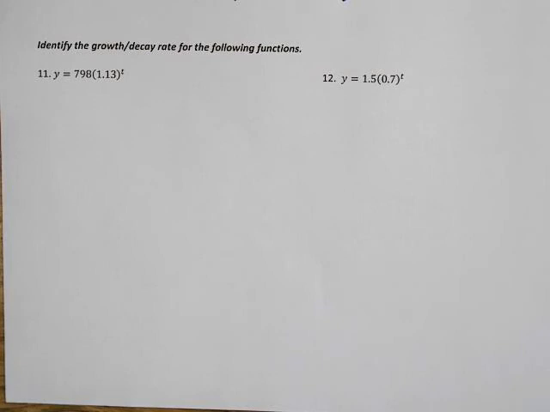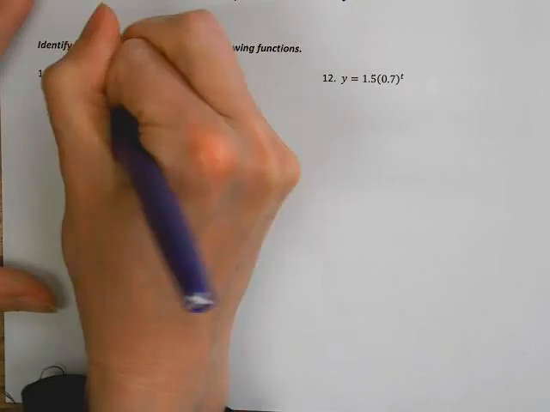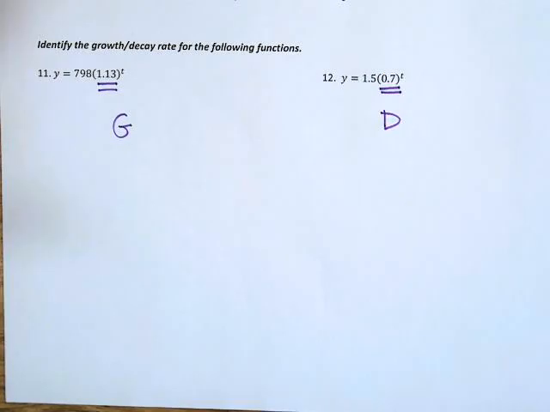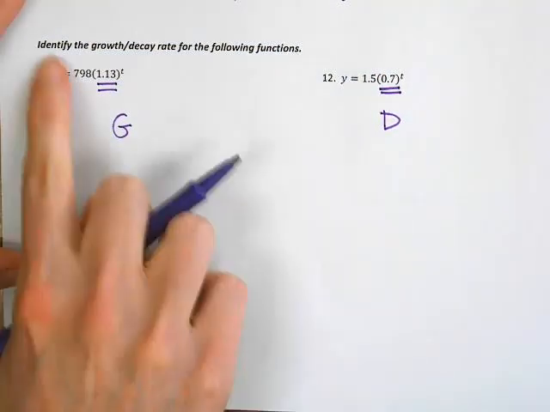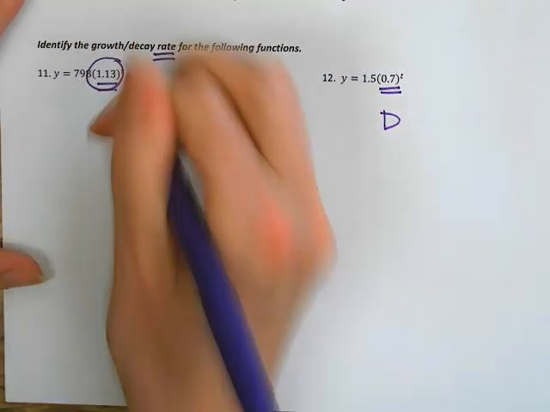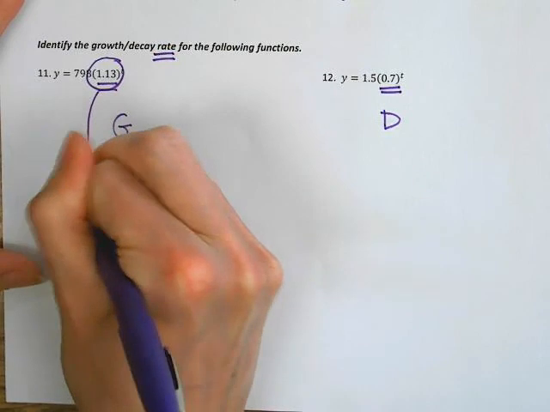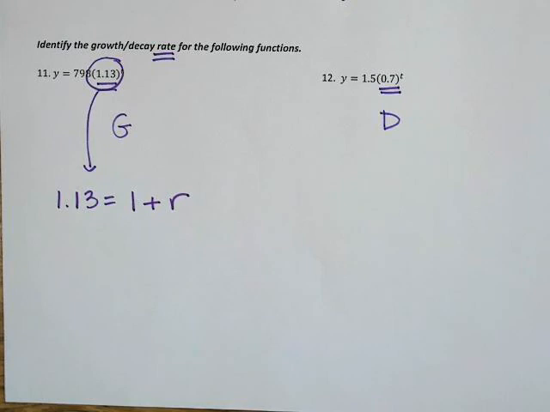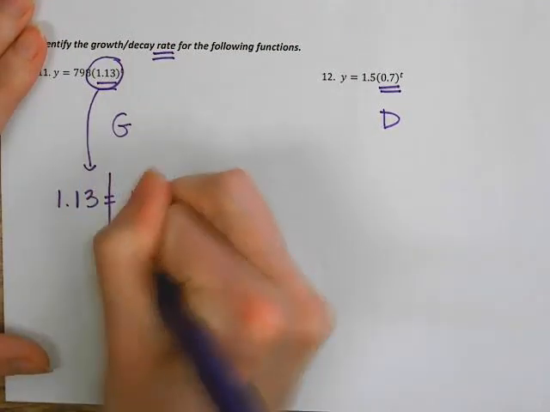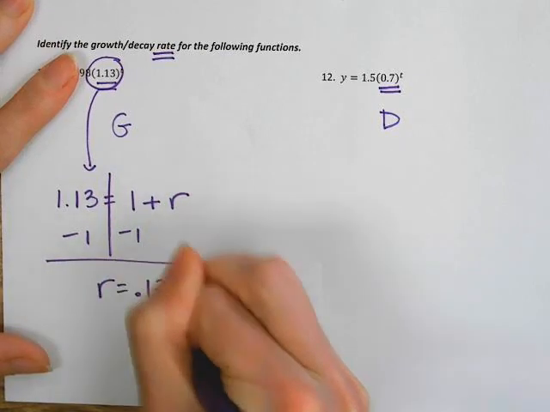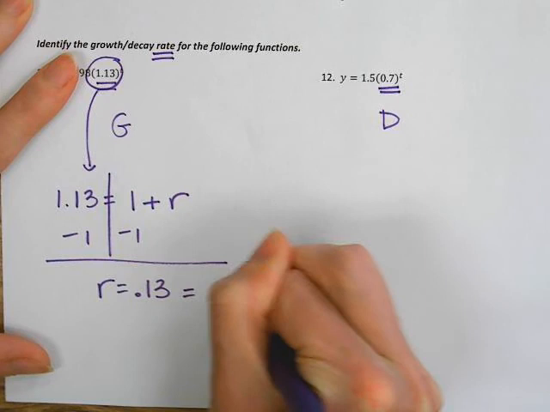And then identify if it's growth or decay. Super easy. This one is a growth, and this one is a decay. Now, as far as the rate, since this one's bigger than 1, that means that 1.13 is really the 1 plus r. So if you wanted to solve for r, you would just subtract 1, and r would be 0.13 or 13%.